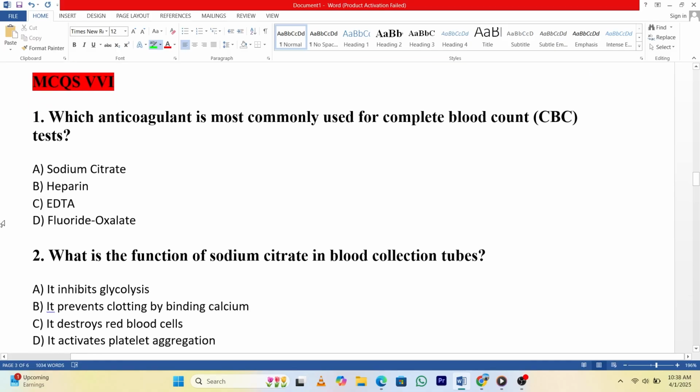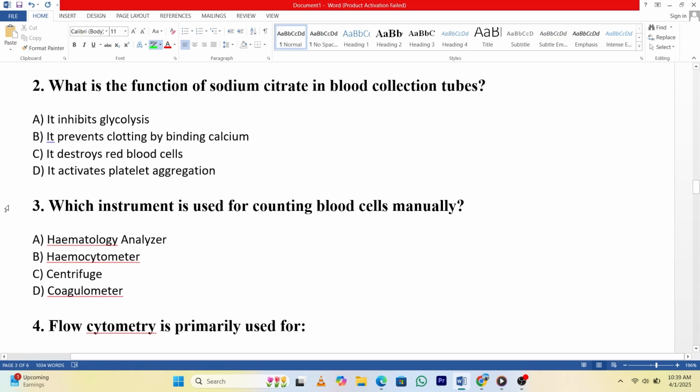MCQs, very very important. 1. Which anticoagulant is most commonly used for complete blood count (CBC) tests? A. Sodium citrate. B. Heparin. C. EDTA. D. Fluoride oxalate. Answer: C. 2. What is the function of sodium citrate in blood collection tubes? A. It inhibits glycolysis. B. It prevents clotting by binding calcium. C. It destroys red blood cells. D. It activates platelet aggregation.